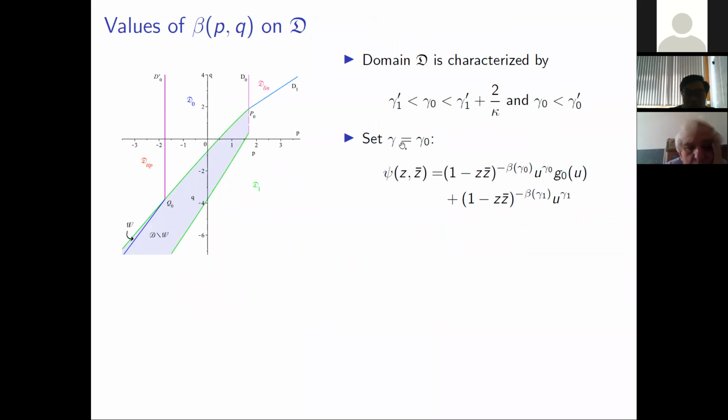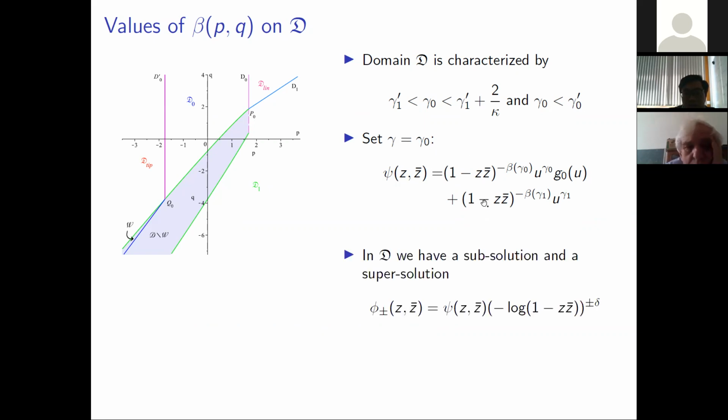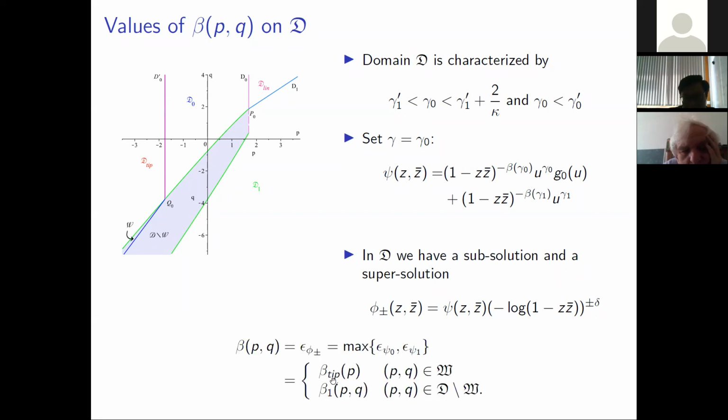So in this domain, this is the characterization of this domain. We set gamma equal to gamma one, gamma zero. So we have this function. From the proposition, we have the two factors, which is not a big thing, we have the certain solution here, as the spectrum, the integral means exponent of this function, to give a bit of a tip here.